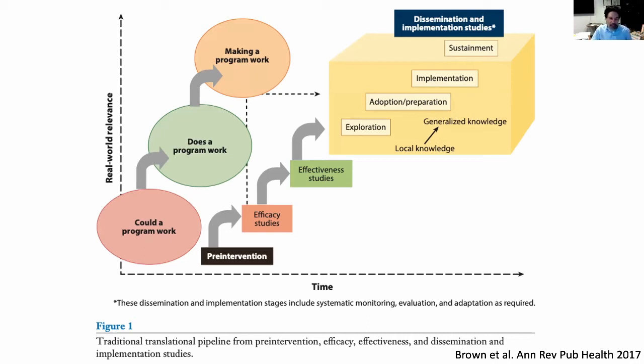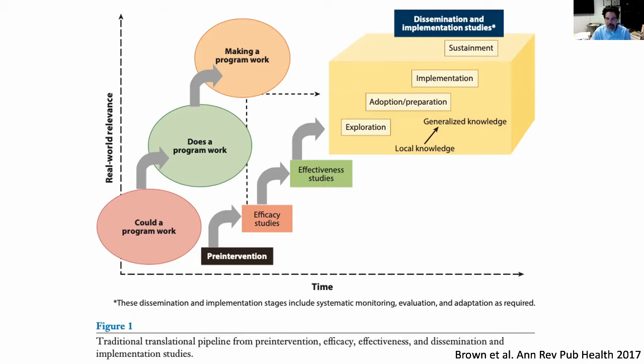Well, you may have seen this schematic before. It really shows the translational pipeline of how we go from thinking about what interventions we could develop that could potentially work, and doing efficacy studies, into effectiveness studies about does a program work, and then into research about how to make a program work even better. And this tends to be a big focus area for implementation research.